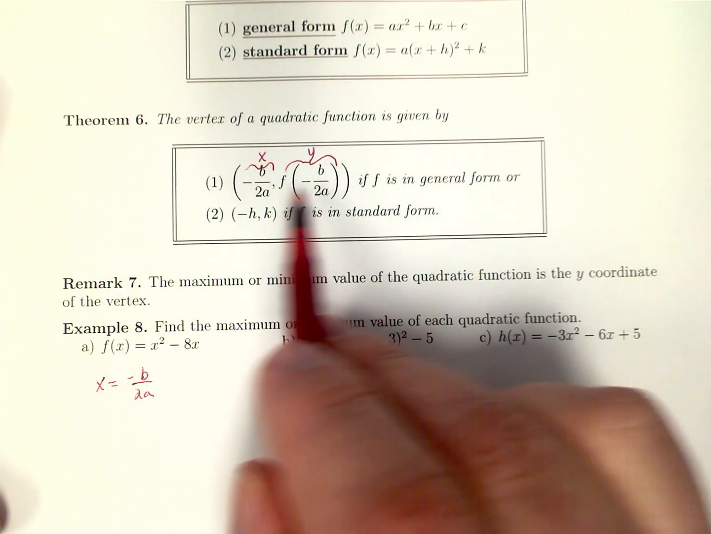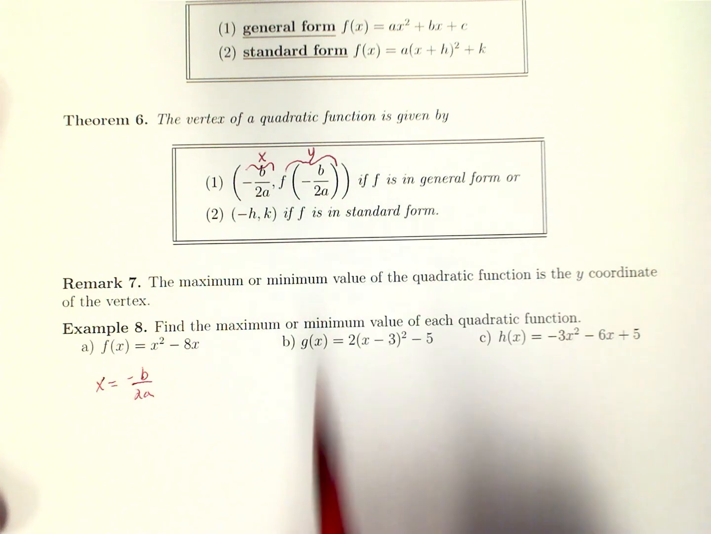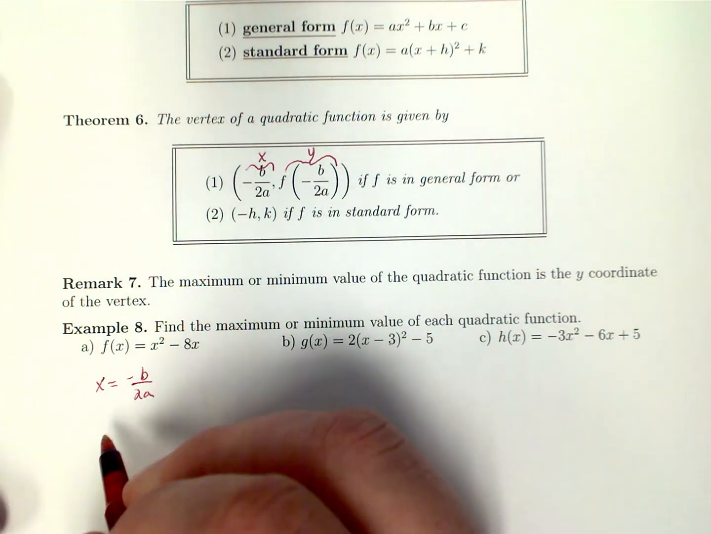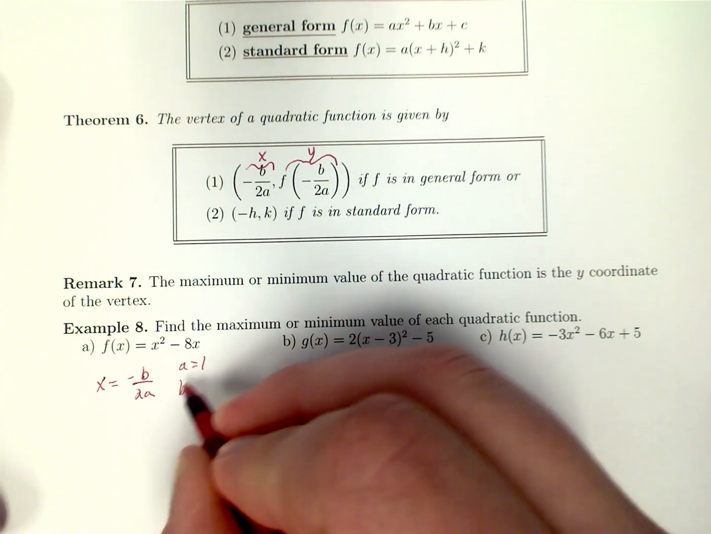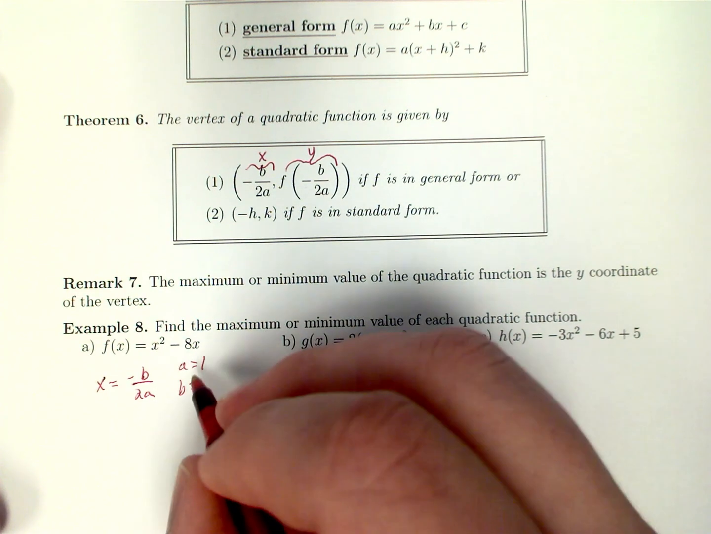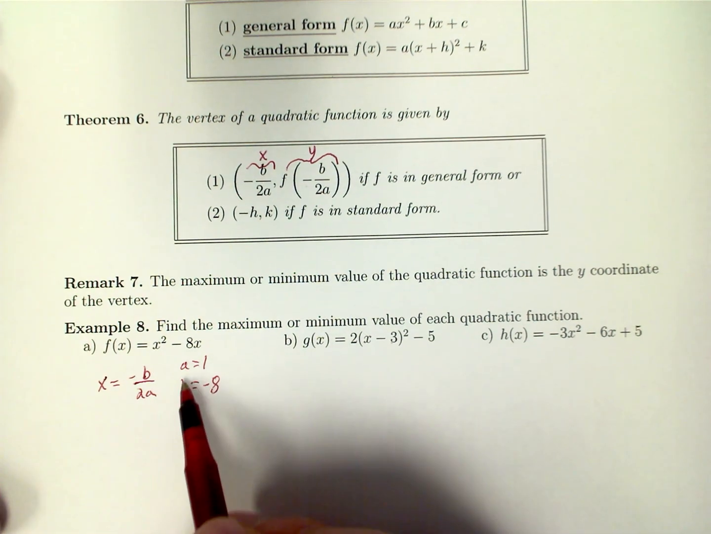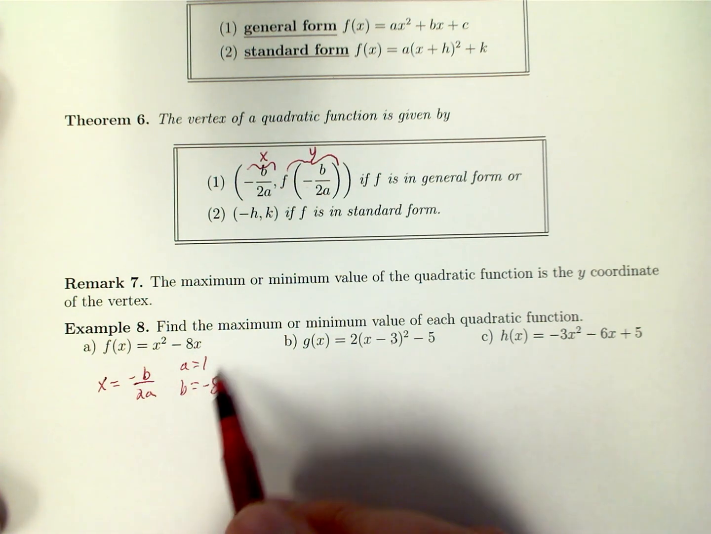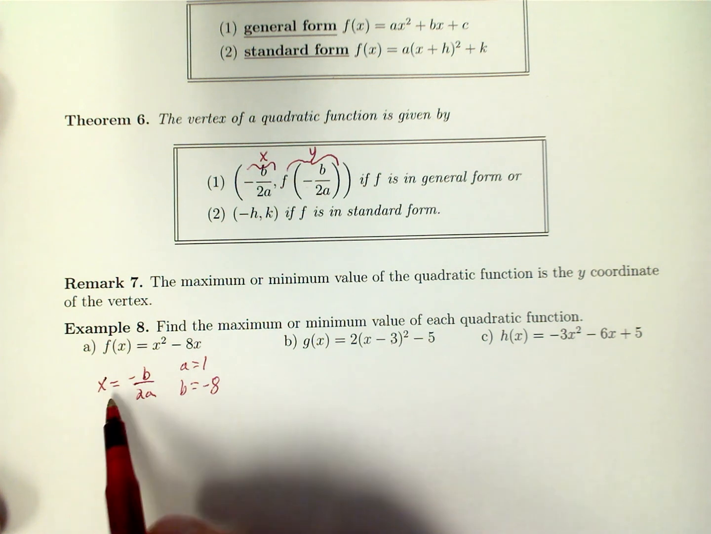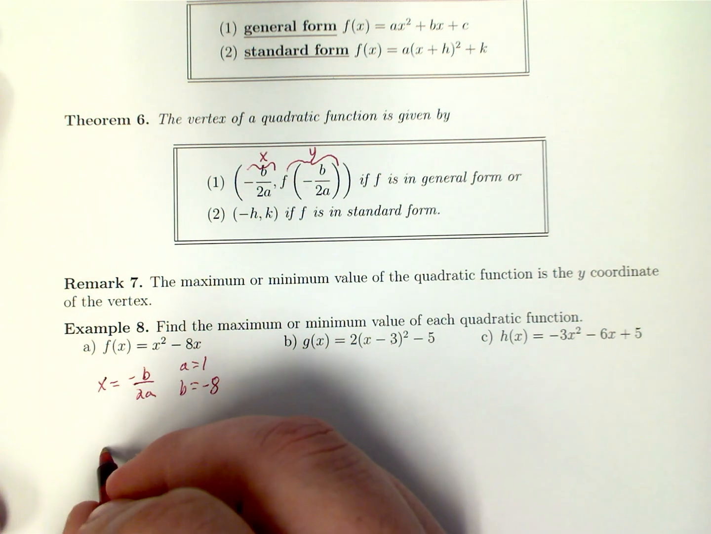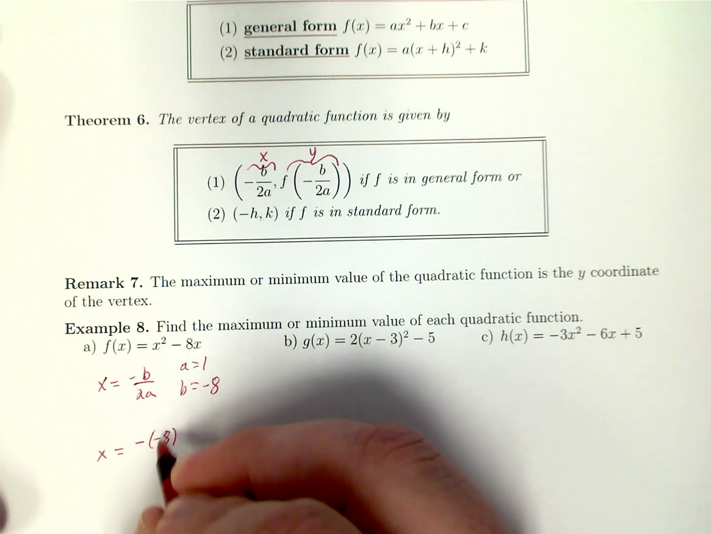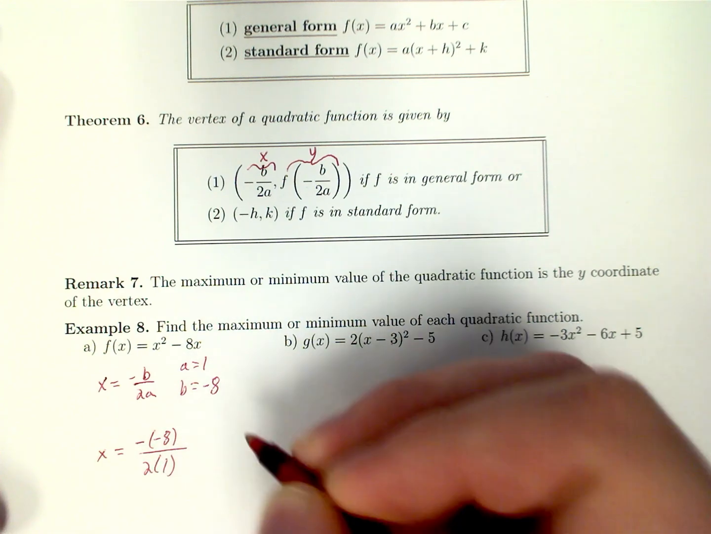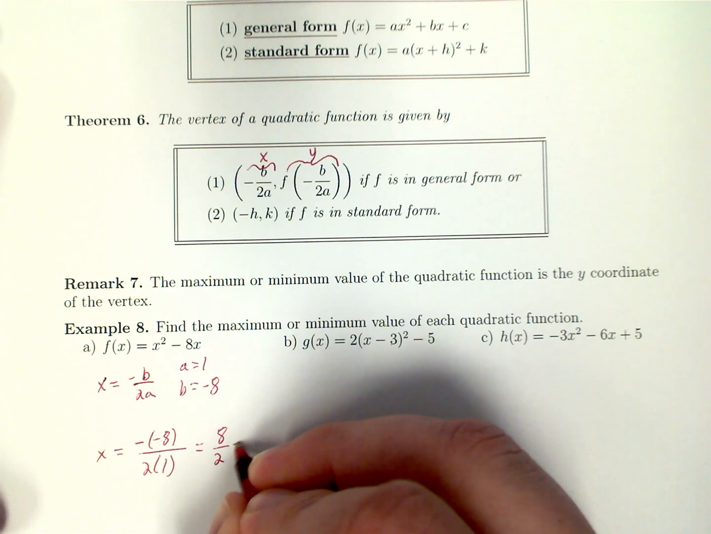So again, when you're finding this, you need to use this formula, and you have to compute the x first to plug it back into the function. In this case, what is the a and what's the b? Well, the a is the number in front of the x squared, so a is 1. And b is the number in front of the x. Don't forget the negative, so in this case it's negative 8. Remember, for your a and your b, you're not including the x's, it's just the numbers. And we plug in: negative of negative 8 over 2a, a is 1. So we have 8 over 2, which is 4.